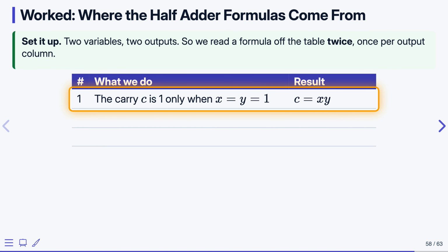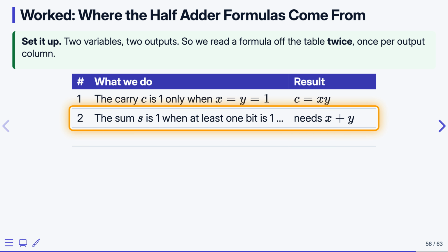Step 1, start with the carry because it is easier. The carry column has a single one in the row where x and y are both 1. That is exactly what an AND gate does. So C equals xy.